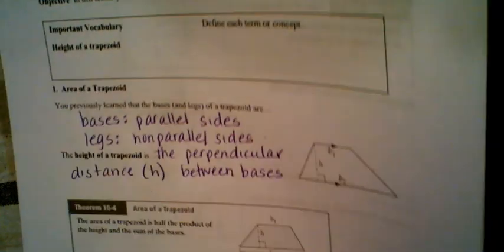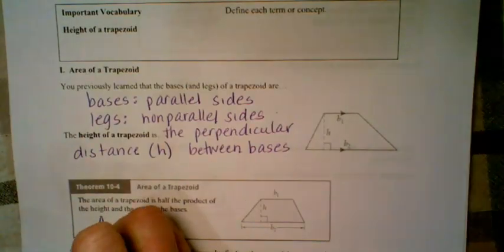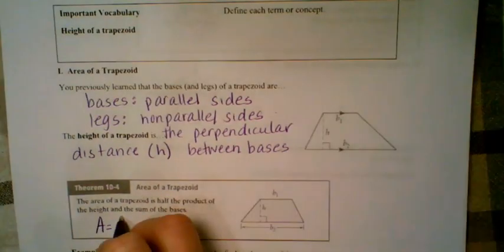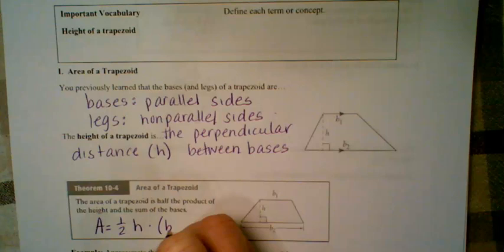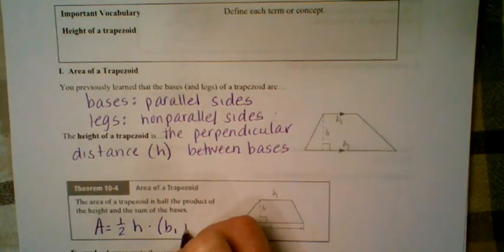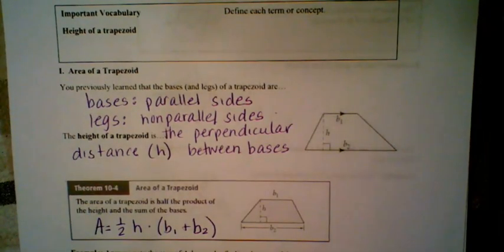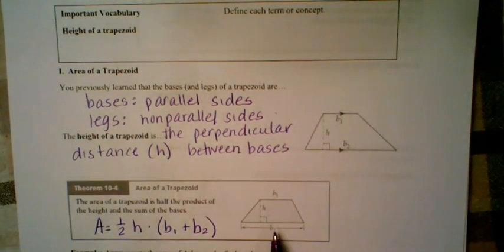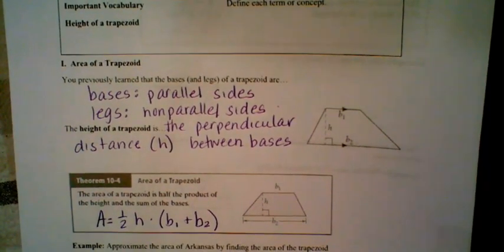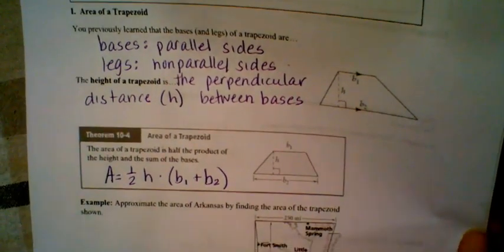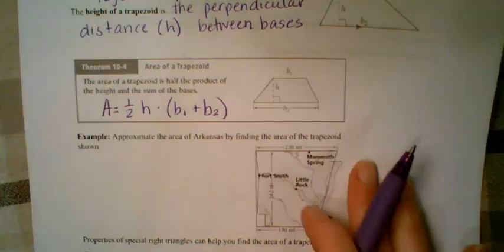So now we're going to go to the area of a trapezoid. The area of the trapezoid is 1/2 the height times base 1, or base sub 1 and base sub 2. It does not matter which one you count as the first or second base here, because addition is commutative and you're doing that before you do any multiplication. So here we have an example.